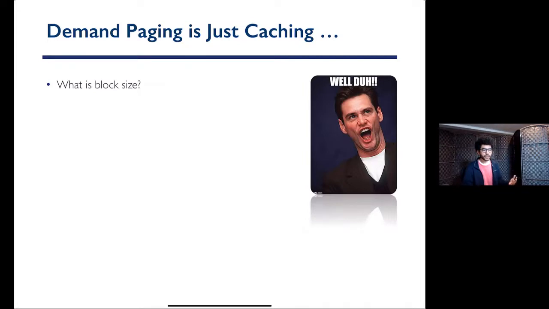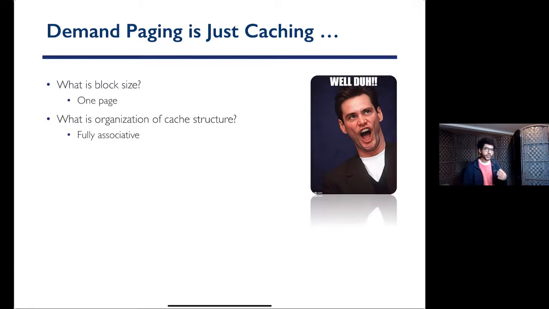The unit of caching for demand paging is just pages. So one page is a unit of caching. We bring in a page, we evict a page. So we're working with pages. What is the organization of the cache? What kind of associativity do we have?